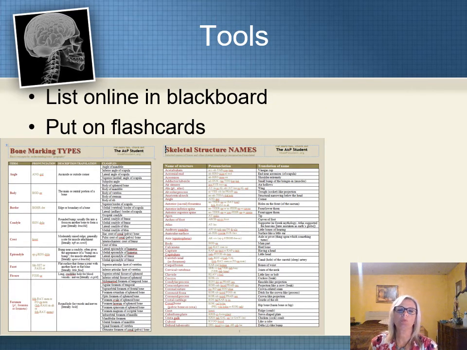So I've given you a couple of tools here to help you learn these names and meanings, so that you can go through this process and really understand what's going on. There are two here. One is bone marking types, and that's basically what we've been covering here. It's what does meatus mean? What does foramen mean? And then you have this one, skeletal structure names, and that's going to give you the actual interpretation of the bone and sometimes the bone feature. And that can be like 5 or 6 pages long. You don't need to memorize all of those, but you need to learn the ones that are applicable to what we are studying. All right.